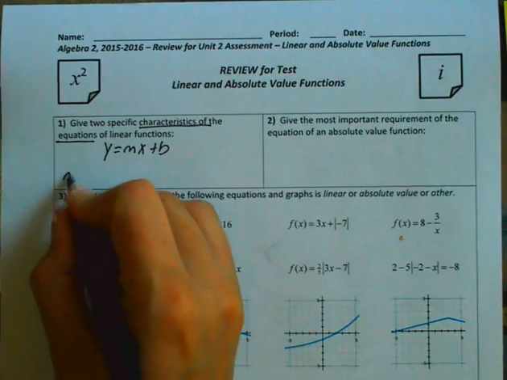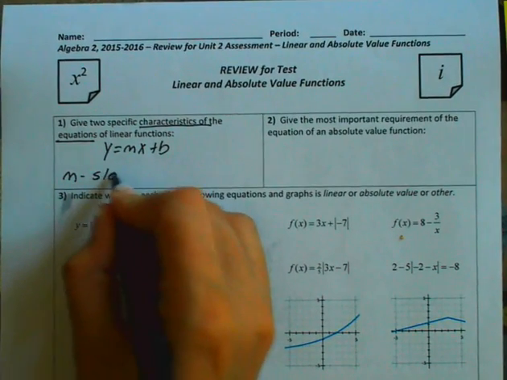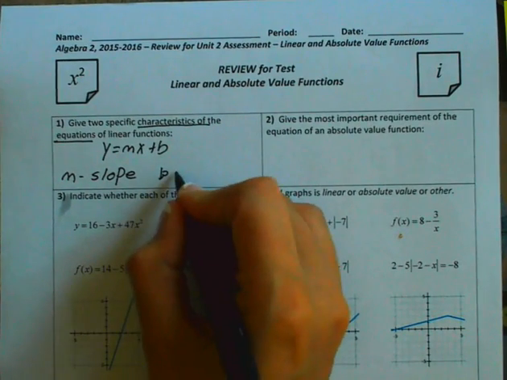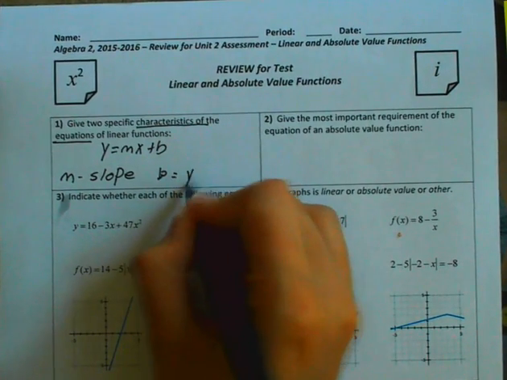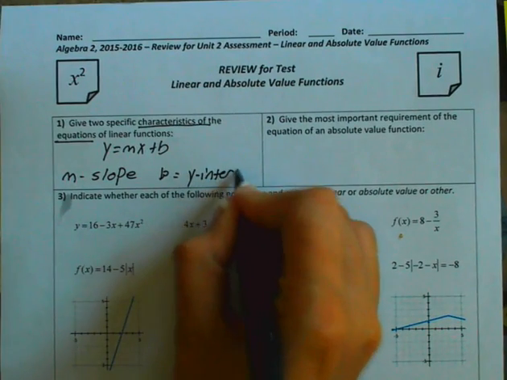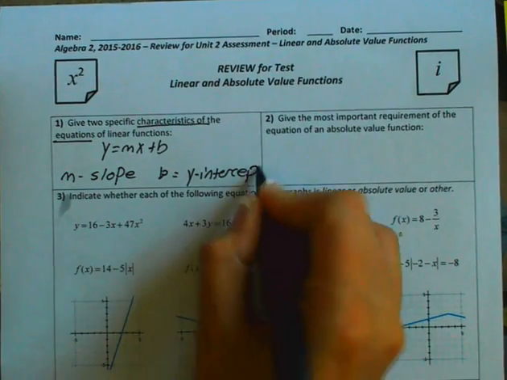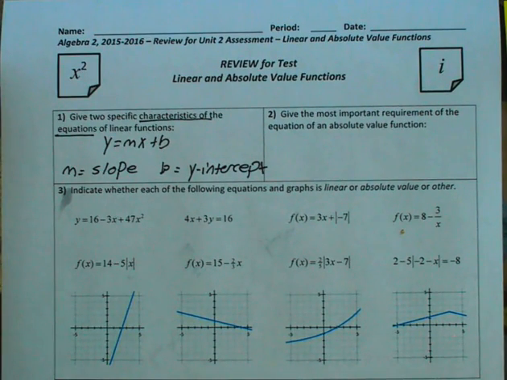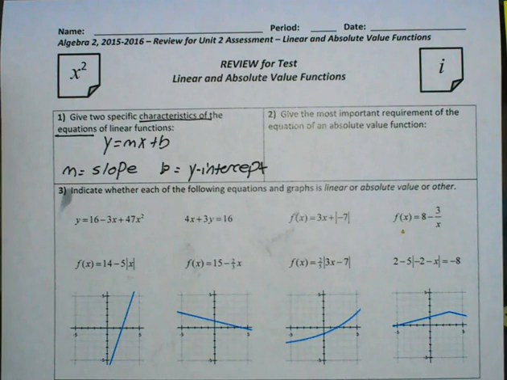You know that m is the slope and the b is the y-intercept. So those would be your two characteristics. M is slope and b is the y-intercept.